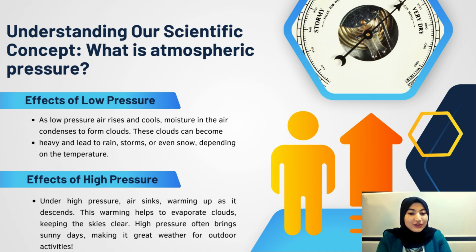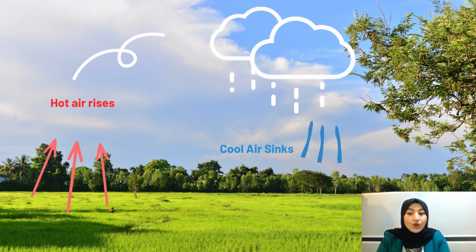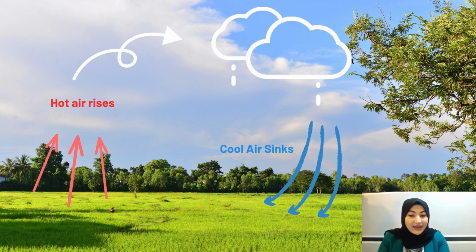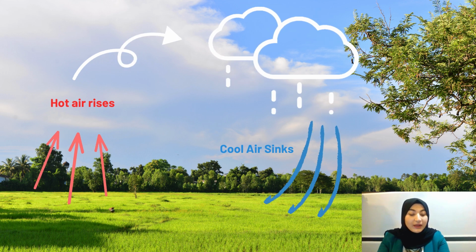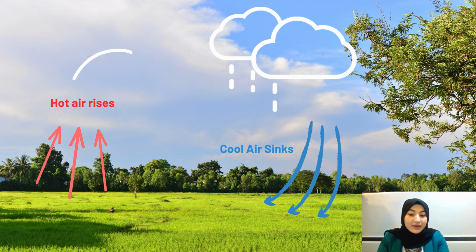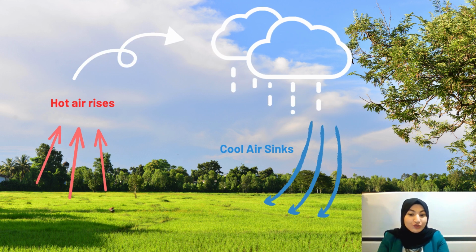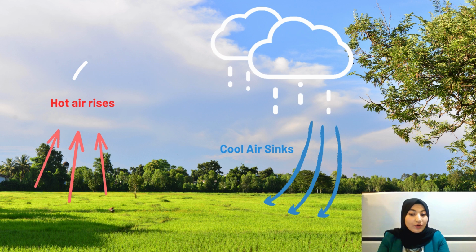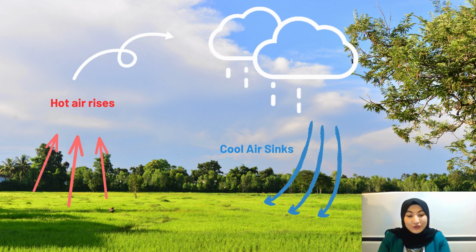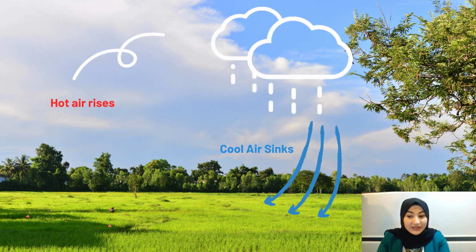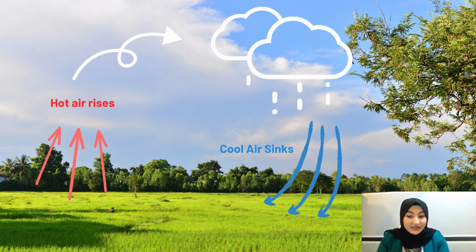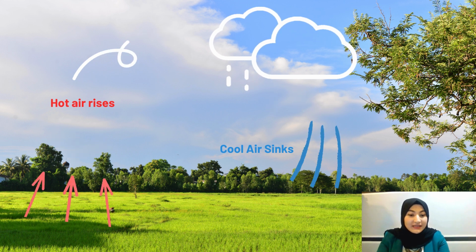So after we talked about low pressure and high pressure, we need to understand the effects of these pressures. When there is low pressure, the air rises and cools. The moisture in the air condenses to form clouds. These clouds can become what? Become heavy and lead to rain, storm, or even snow, depending, of course, on the temperature. On the opposite, when there is high pressure, the air sinks and warms up as it descends.